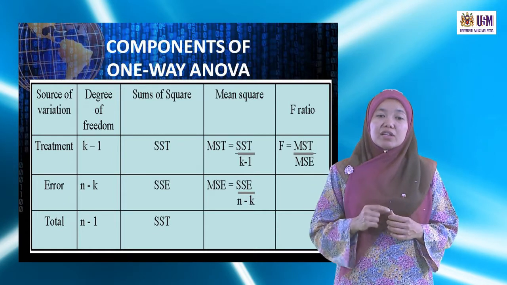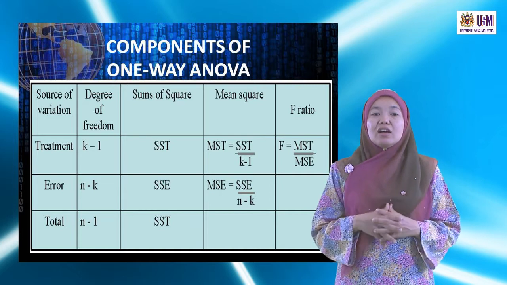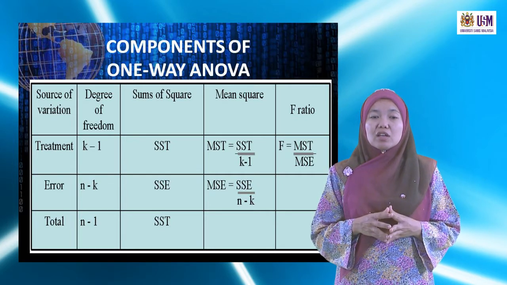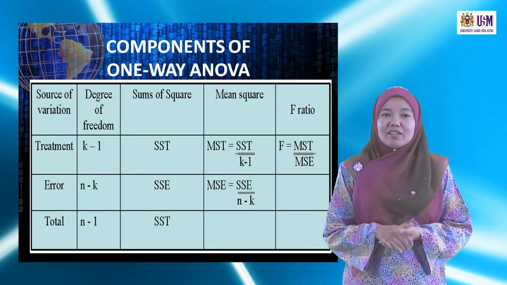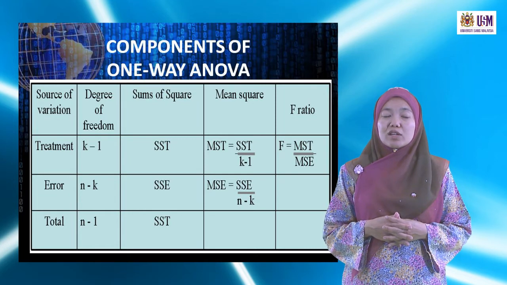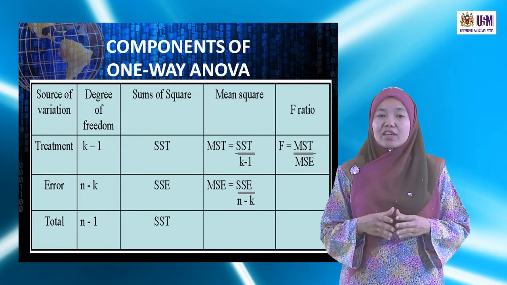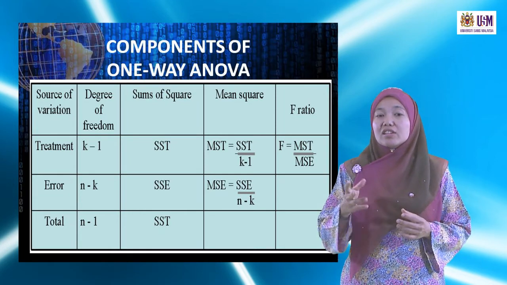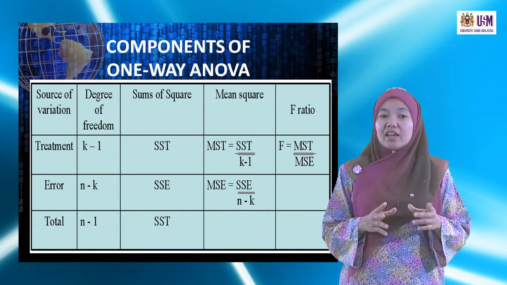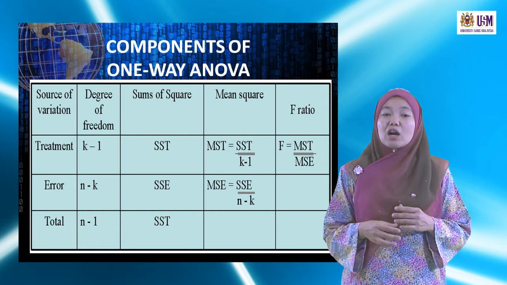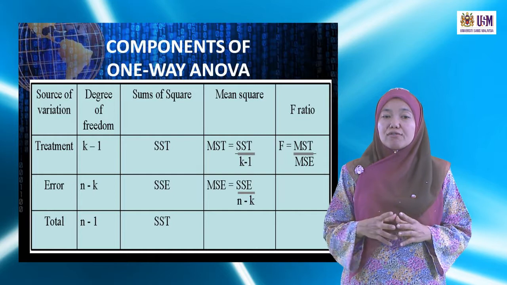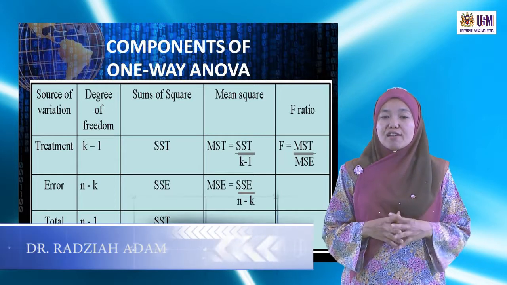And the second source of variation is what is known as the in-between variation. The treatment just now is the between groups or between population variations. So the second source of variation comes from the error, or this is what is known as the in-group variation. The degree of freedom: in each group you have the sample size n, and then you need to deduct the number of groups that you have, k, that will give you the degree of freedom for the error source of variations.